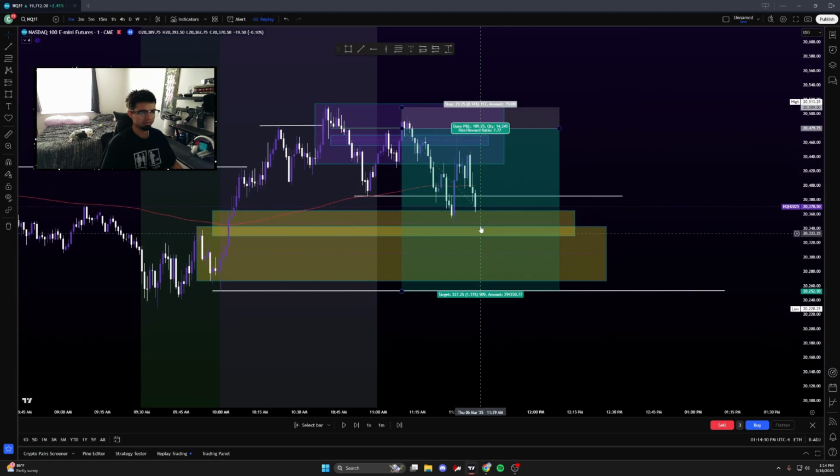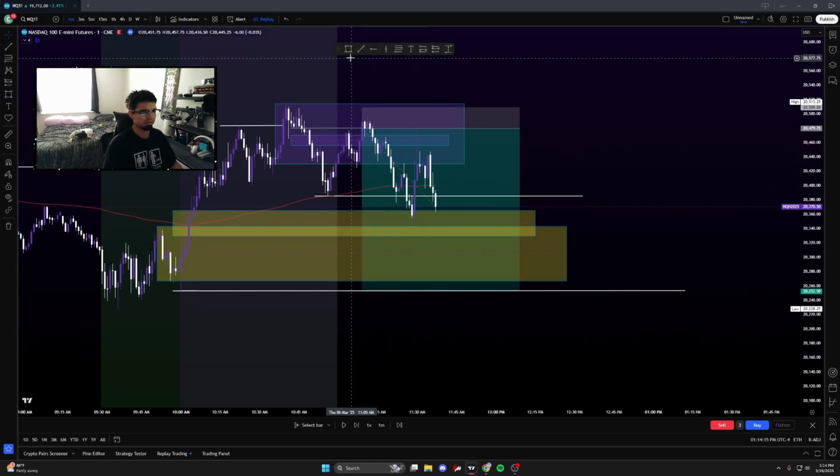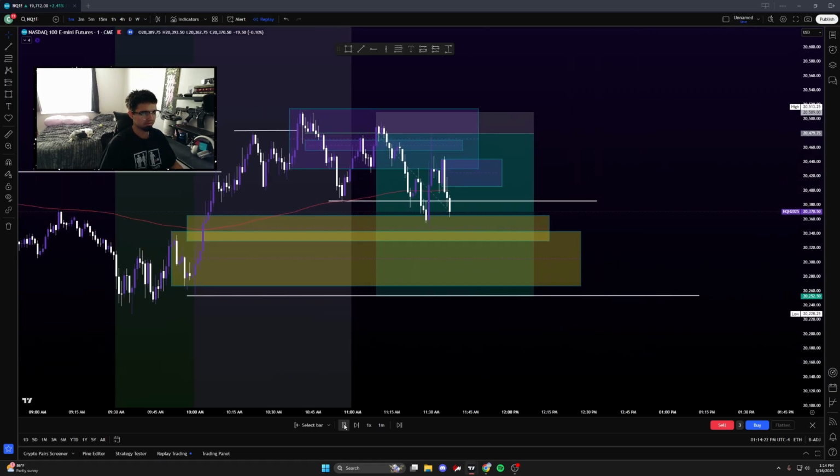And now let's see if we invalidate these bullish confluences and continue to the downside. We also have a new 1-minute order block get formed right here, giving us more bearish confluence. Let's see what happens.